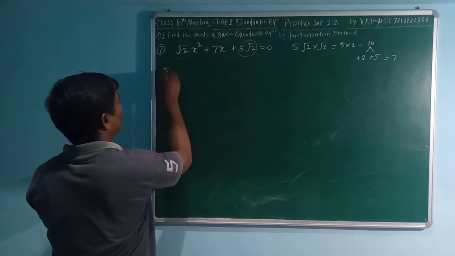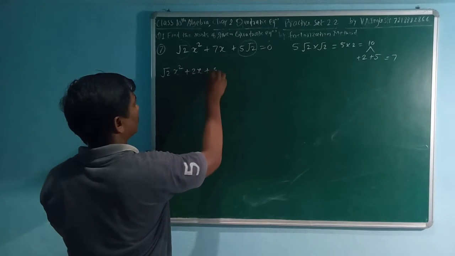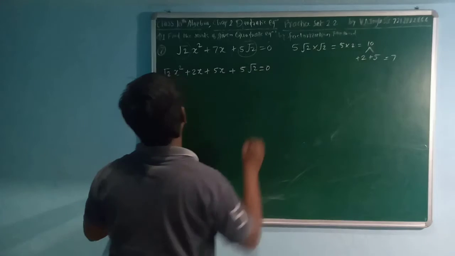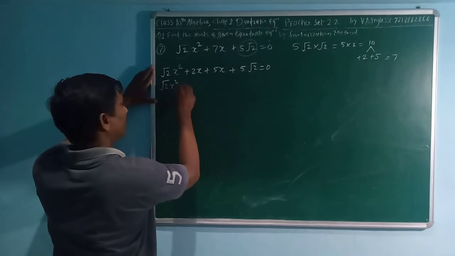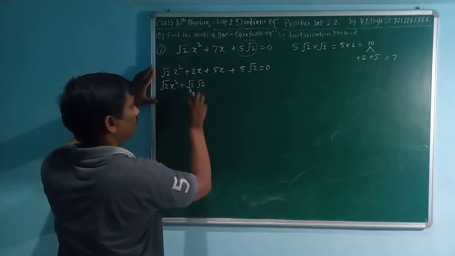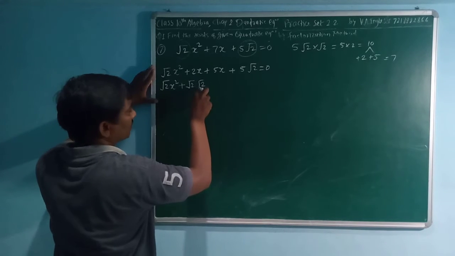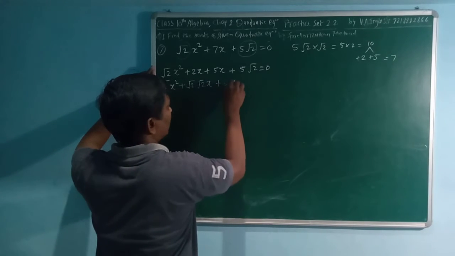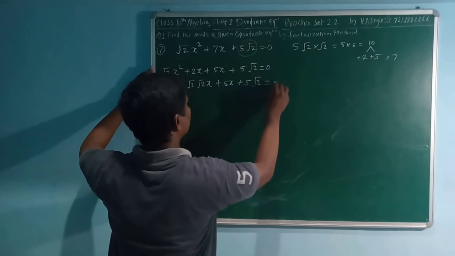Now here, root 2 x square plus 2x plus 5x plus 5 root 2 equals to 0. Now we know that 2 can be written as root 2 into root 2. Root 2 into root 2, root 2 square and square root 2 square root get cancel, so it will become only 2 into x. This x is as it is. Here 5x is as it is plus 5 into root 2 equals to 0.